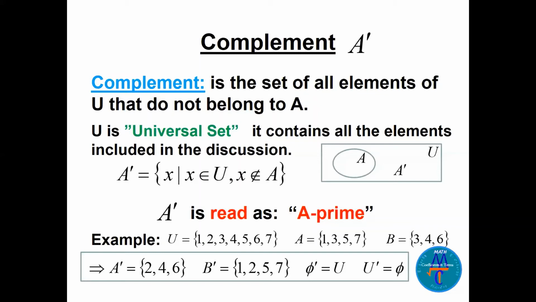There are two little tricky questions here at the end. Phi prime. Phi is the empty set. What will make it complete? So phi prime is equal to U itself. U prime. U is the universal set, the big set in the question. U prime, what will make it the complement? Phi. So U prime is phi, phi prime is U. Remember these two little tricky questions.